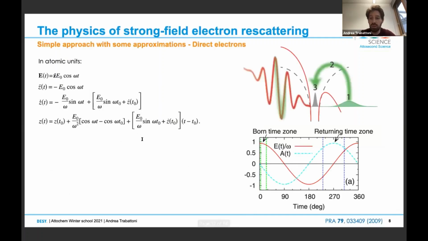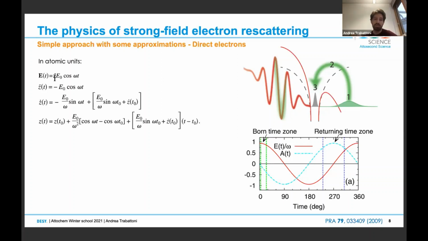So let's start with some equations, the physics of strong field electron rescattering. In these days, we learned that in the prototypical strong field interaction, after tunneling ionization, the dynamics of the photoelectron, at a good level of approximation, can be modeled with classical mechanics, as was shown really nicely in the presentation by Lou.